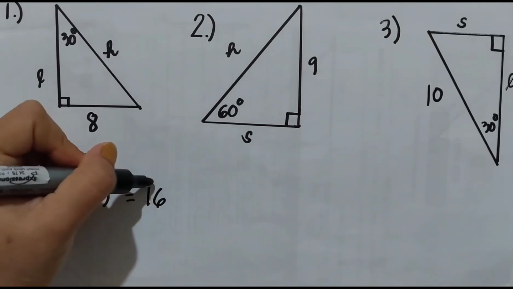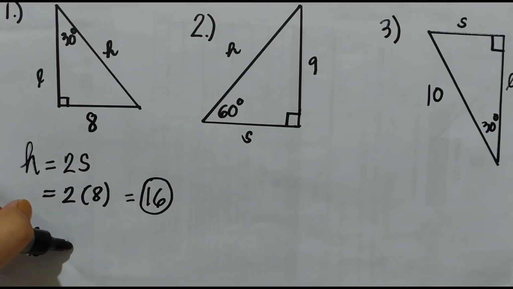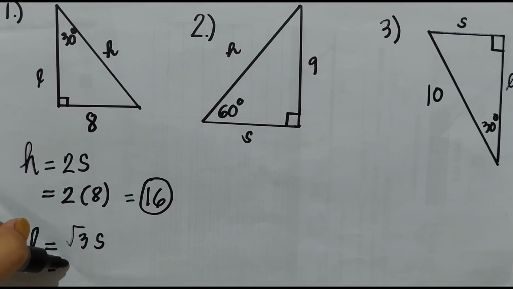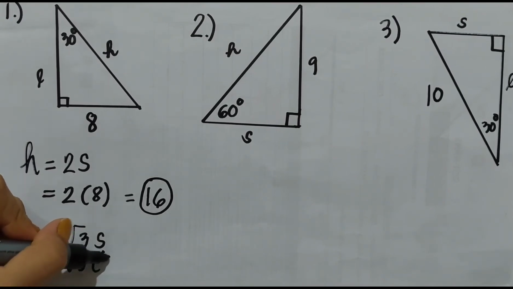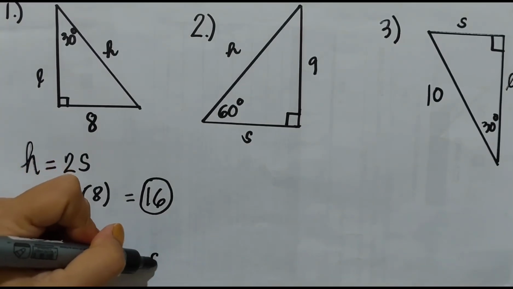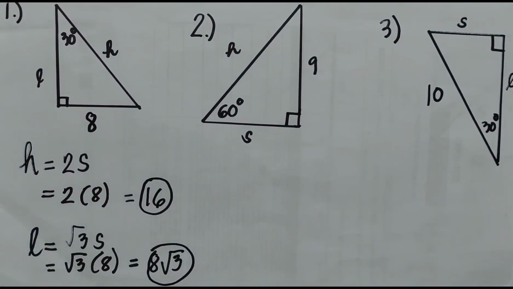Therefore, your H is equal to 16. And to find the longer leg, remember that it is square root of 3 times your s. Substitute the value of s, which is 8, so square root of 3 times 8. Write the 8 first, then square root of 3. Therefore, your longer leg is 8 times square root of 3.